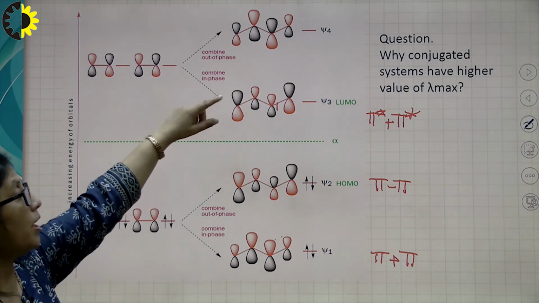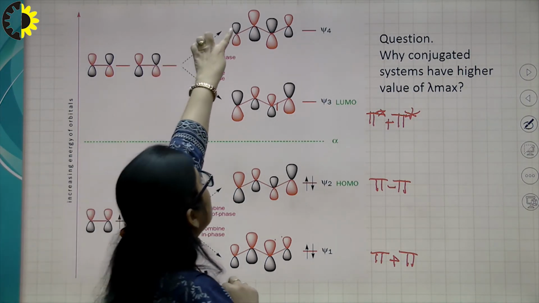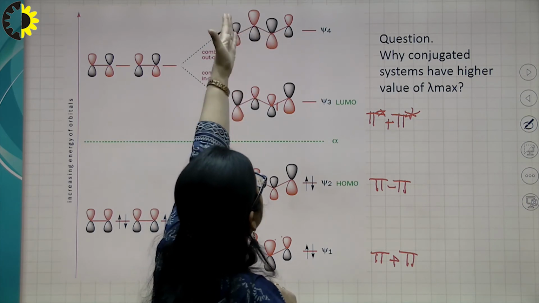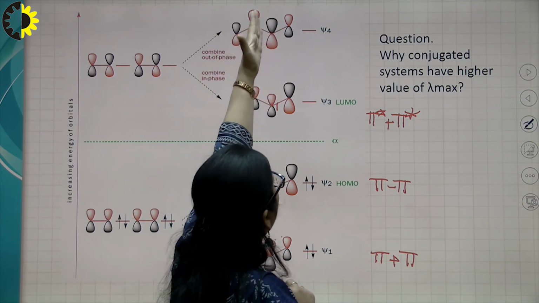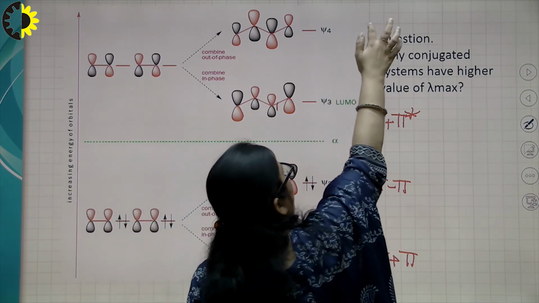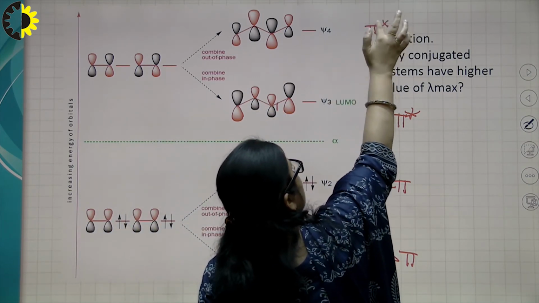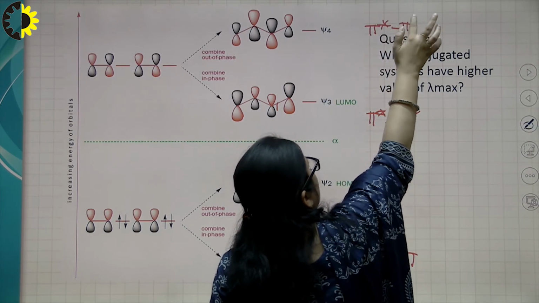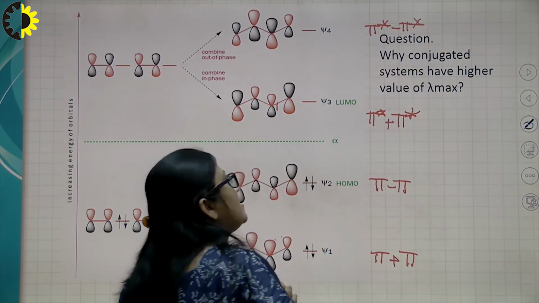And the last one, here you can see minus plus minus plus. As a result, there are three nodes in between, and it is formed by the combination of pi star minus pi star.